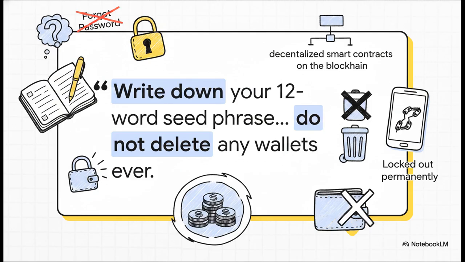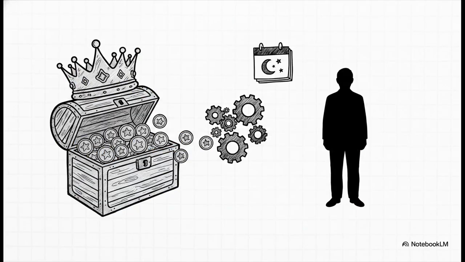Listen, in a centralized world, if you forget a password, you click Forgot Password and friendly customer service helps you out. In a decentralized smart contract, there is no customer service, none. If you lose your 12-word seed phrase or you delete your wallet app without backing it up, that money is sitting on the blockchain and you are locked out. Deleting a wallet without a backup causes a permanent, irreversible loss of access to your funds. Keep those words safe.